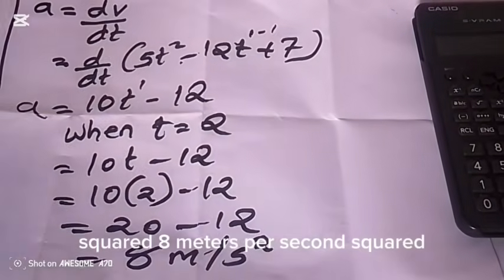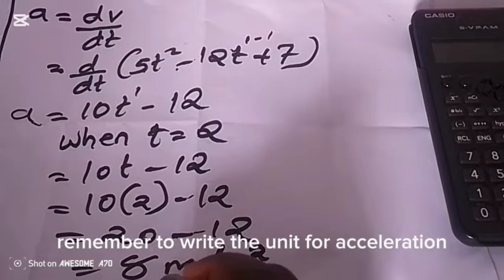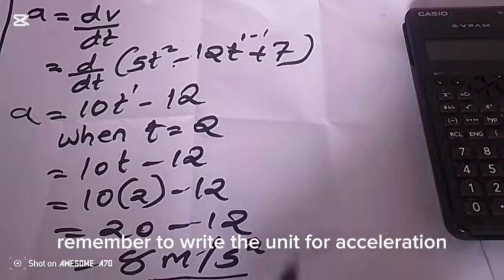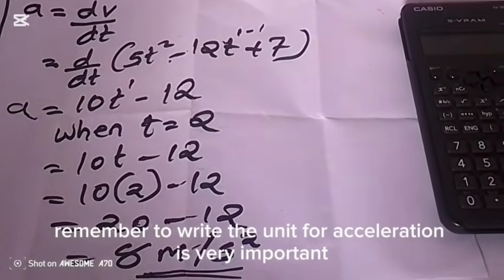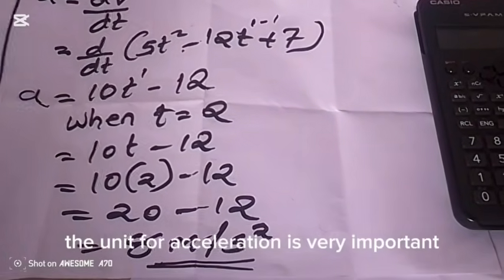8 meters per second squared. That is acceleration. Remember to write the unit for acceleration. The unit for acceleration is very important.